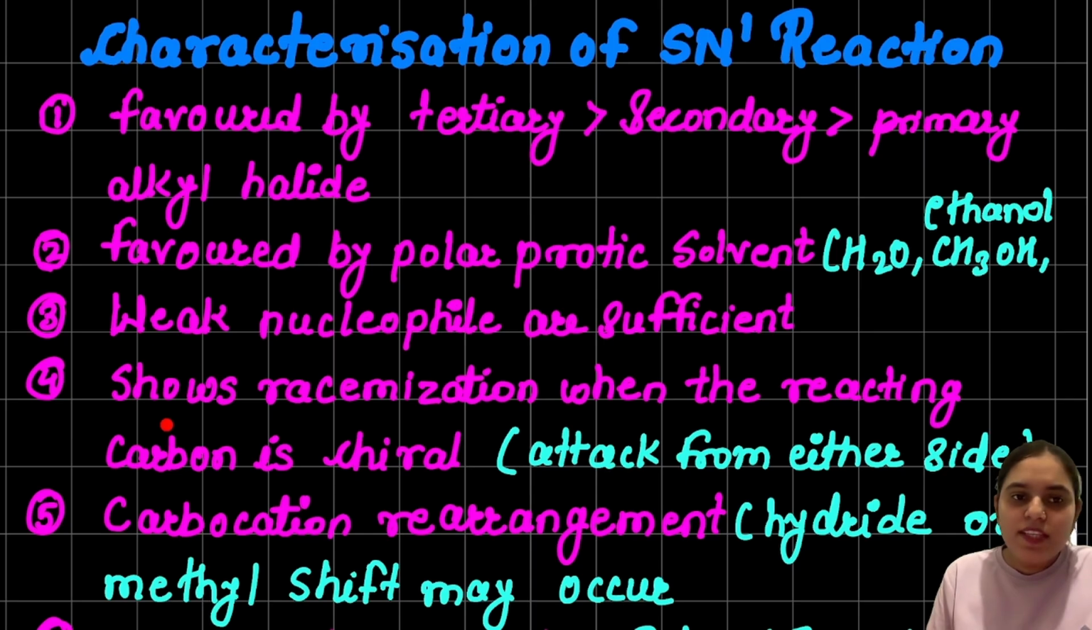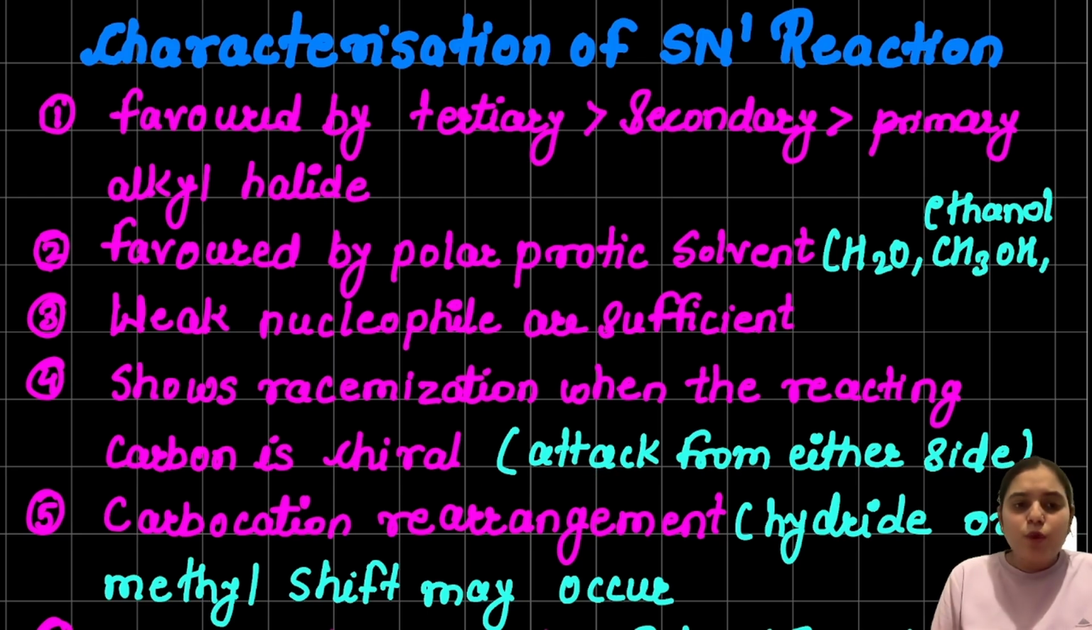Fourth point is racemization. If the reacting carbon is chiral, the carbocation formed is planar. Therefore, the nucleophile can attack from either side, producing a racemic mixture containing both enantiomers.